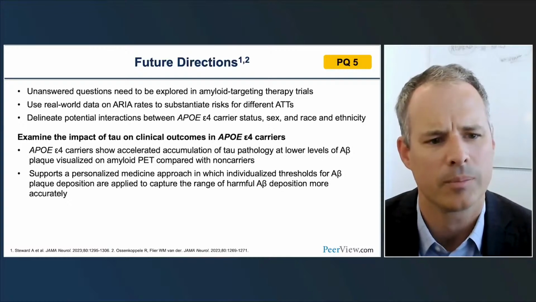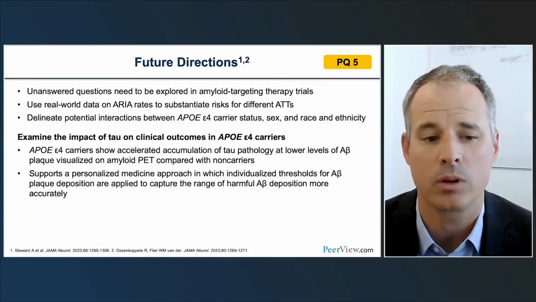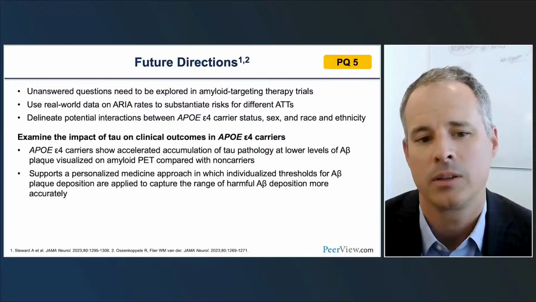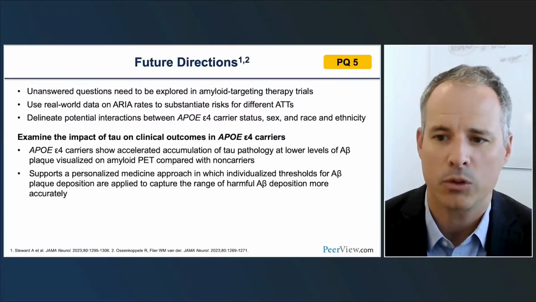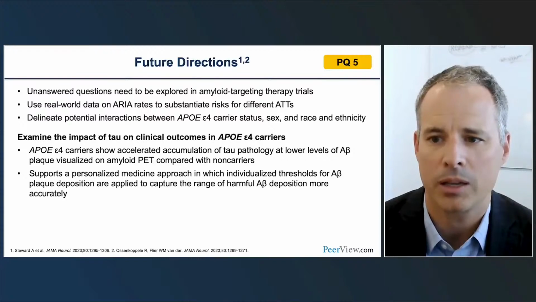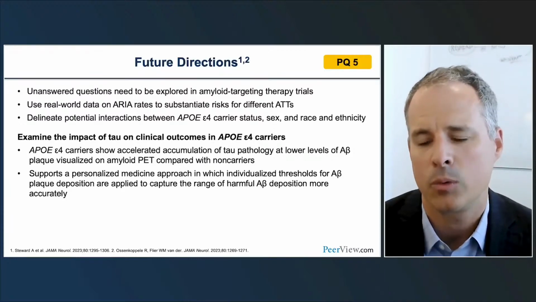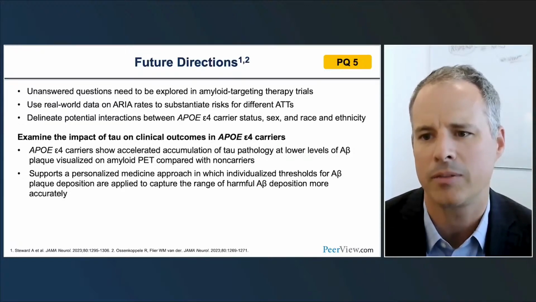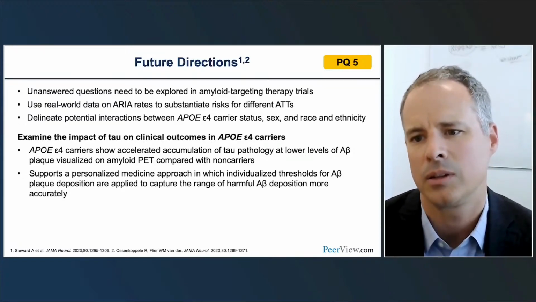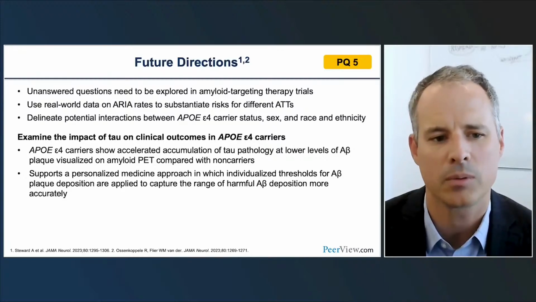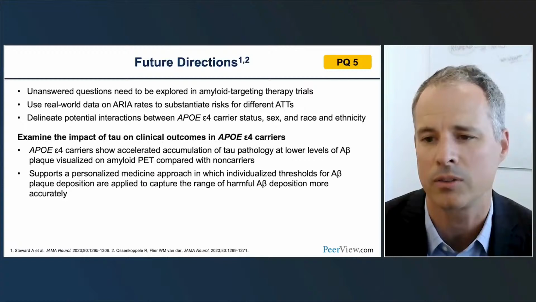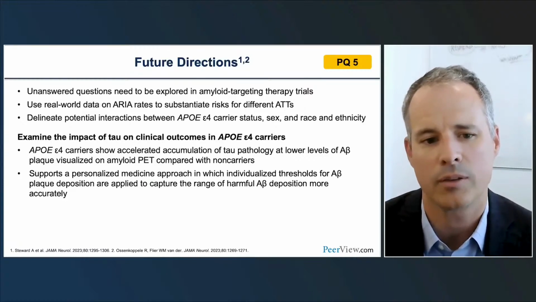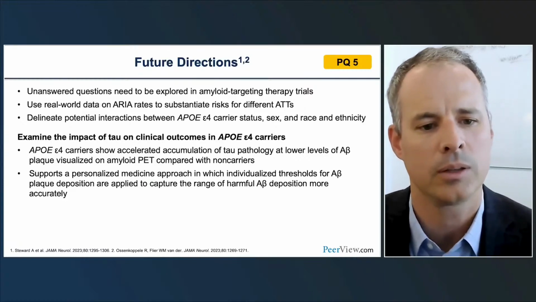So, we really need real-world data on ARIA rates to substantiate our decisions. And particularly with two different drugs on the market now, lecanemab and donanemab, which have differing rates of ARIA in their clinical trials, but may not have had exactly identical patient populations. I think we really need to know in the real world, are there different rates of ARIA between these two drugs? Is that going to drive our decision-making at all?